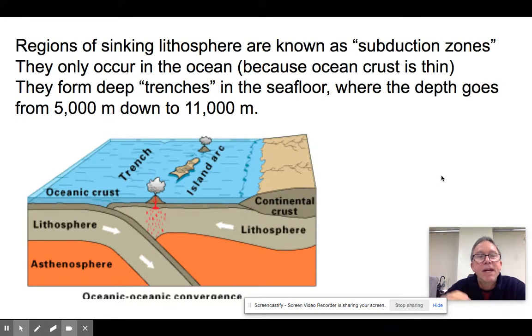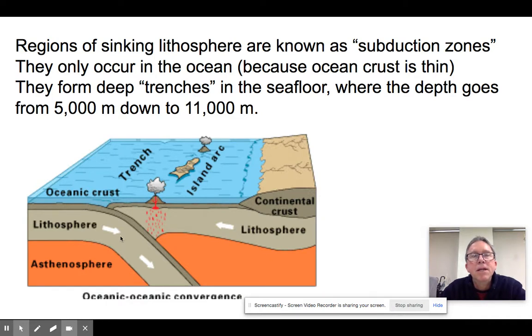Now, regions where we have sinking crustal material or lithospheric material. Remember, the lithosphere is just the crust and the upper part of the mantle. We call these things subduction zones. So when you just think submarines go under, subduction zones are where crust goes under.